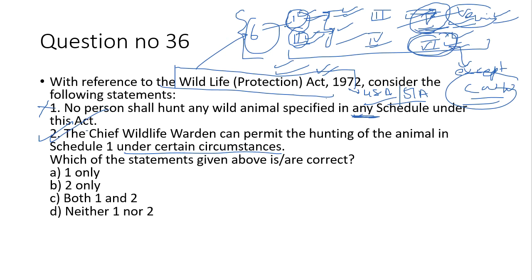Why? For example, if any animal placed in schedule number 1 is posing extreme danger or threat to human life, then that animal can be hunted. For example, many times permission has been granted for hunting even tigers which have become a threat to human life, which have become man-eater animals. So this statement is correct. So the answer is B. This is question number 36. Let's move to question number 37.